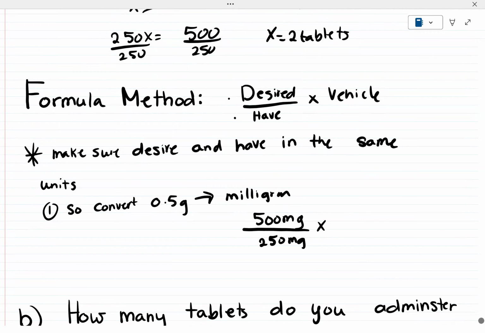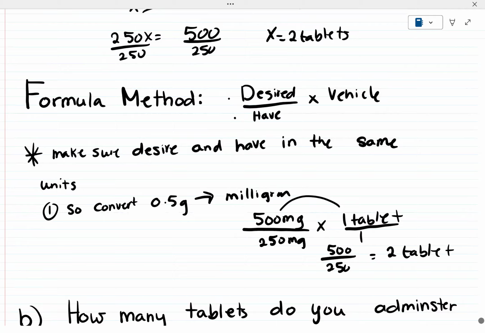And our vehicle is the tablet, for one tablet, right? So we are multiplying fractions, so you technically multiply across. So 500 times 1 is 500. 1 times 250 is 250. And you get 2 tablets. Not too bad, right?